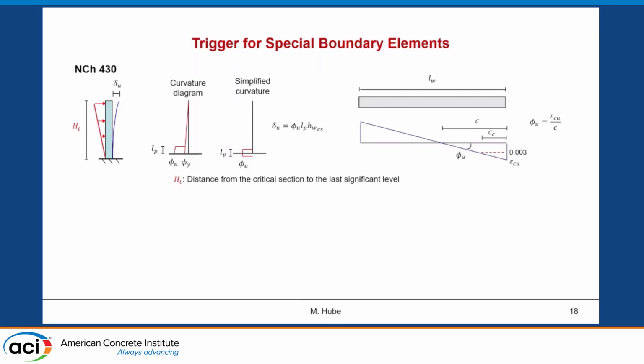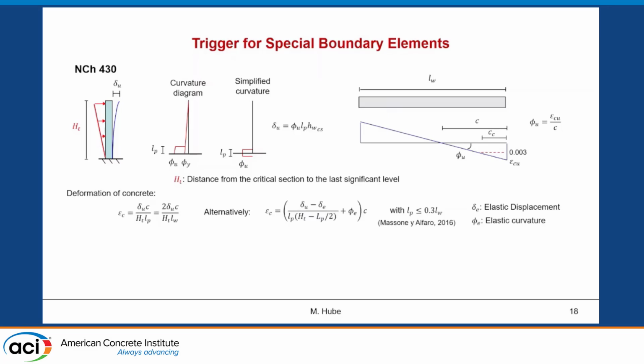And then for special boundary elements, it's something that we have had in the Chilean code for about 15 years. The approach in ACI is that you have a curvature diagram, and then use a simplified curvature. I don't want to explain this in detail, but if somebody has worked with this, they will understand what ACI does. It assumes a simplified curvature at the bottom, and if the deformation in the concrete is larger than 3%, then you need special boundary requirements.